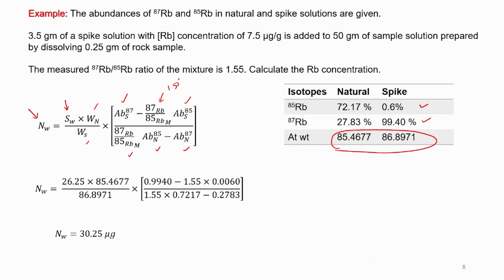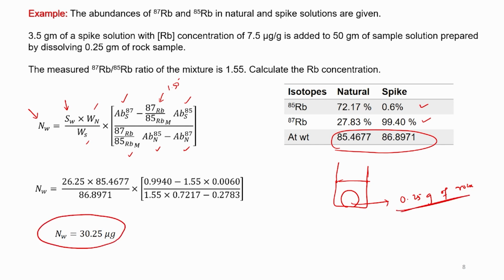That means, in the 0.25 gram of the sample, independent of whether you diluted to 50 ml or 25 ml, this 0.25 gram of rock contains this many micrograms of rubidium. Then the total rubidium concentration becomes 30.25 divided by 0.25 gram of rock, which is 121 microgram per gram. So, this is how you compute the concentration of an element using the isotope dilution technique.